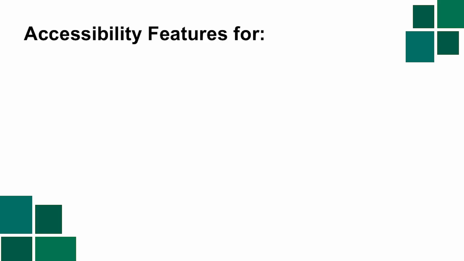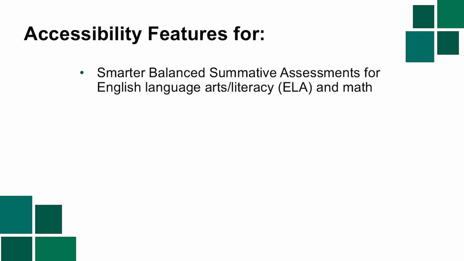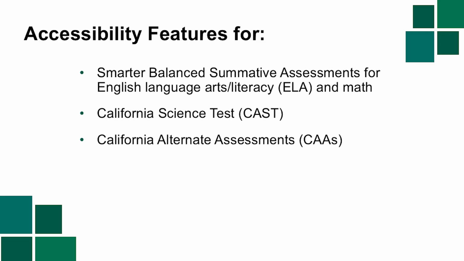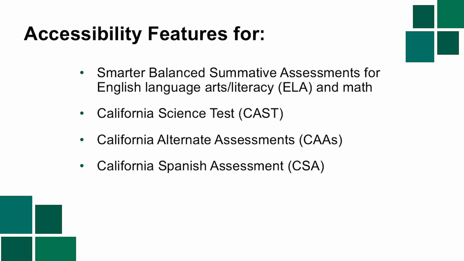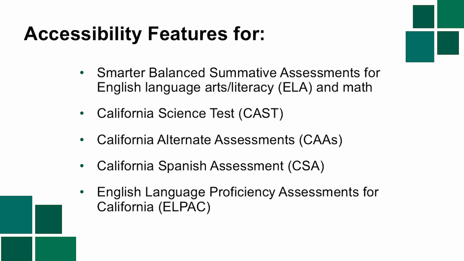The accessibility resources being discussed are for the following assessments: the Smarter Balanced Summative Assessments for English Language Arts Literacy, or ELA, and Math, the California Science Test, or CAST, the California Alternate Assessments, or CAAs, the California Spanish Assessment, or CSA, and the English Language Proficiency Assessments for California, or ELPAC, and the alternate ELPAC. These assessments are part of the California Assessments for Student Performance and Progress, also called CAASPP, and the English Language Proficiency Assessments for California, also called ELPAC.